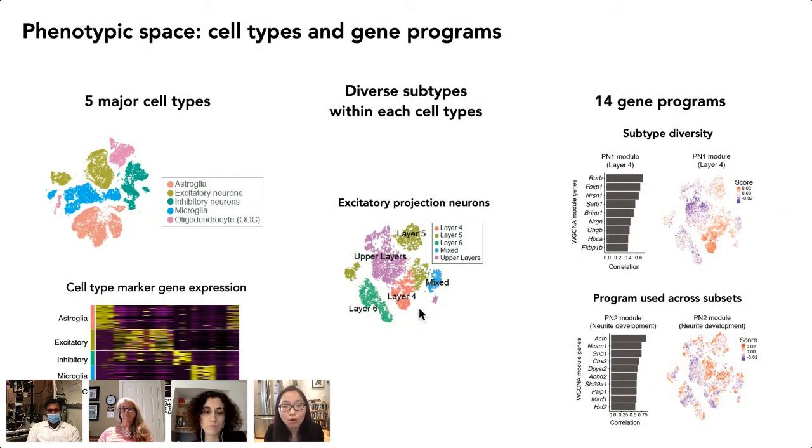But these are not all the modules that we are getting. For example, the PN2 module represents neurite development, which is a conserved biological process present in all the different subtypes. As you can see on the T-SNE feature plot on the right, the expression of this PN2 module is actually seen in all the subclusters. So we do have both of these two kinds of subtype-specific and feature-specific gene program analyses.